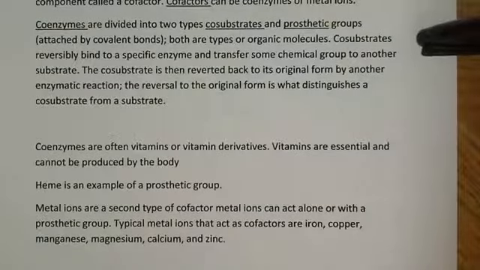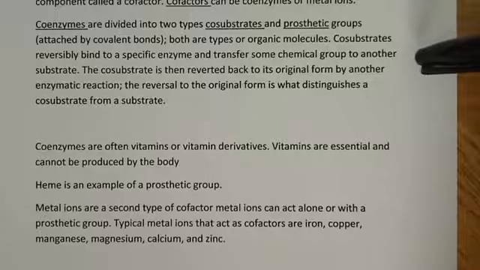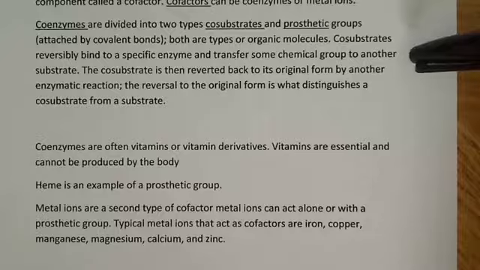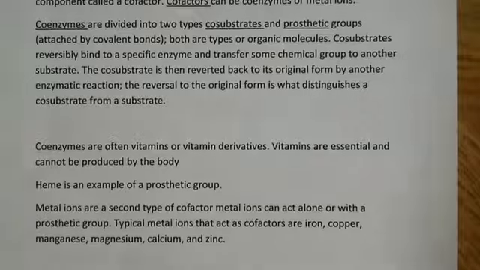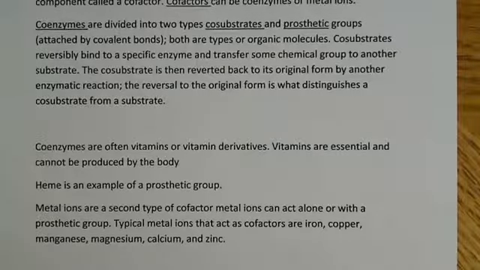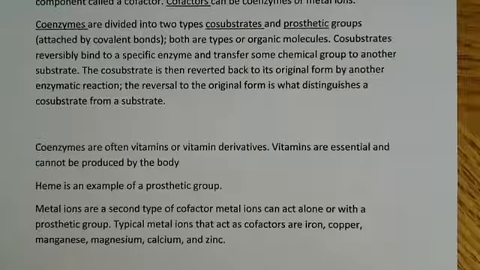Both are types of organic molecules. Co-substrates reversibly bind to a specific enzyme and transfer some chemical group to another substrate. The co-substrate is then reverted back to the original form by another enzymatic reaction. The reversal to the original form is what distinguishes co-substrates from a substrate. So that's what makes it different.